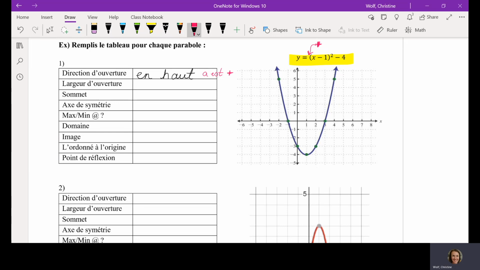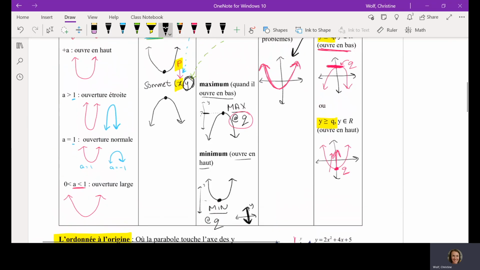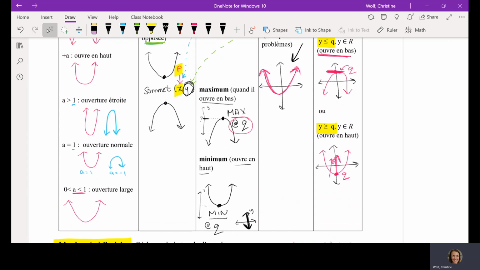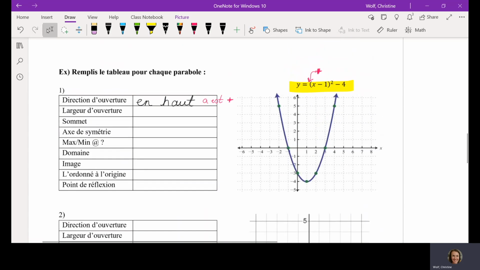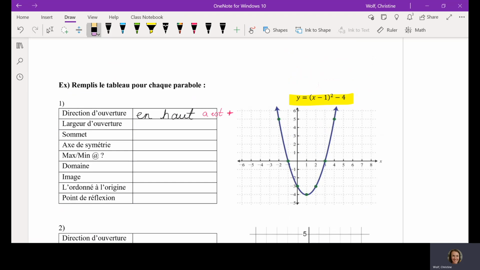Okay? Largeur d'ouverture. So pour largeur, if we go up here, if A is equal to 1, c'est normal. And that's, it is, right? Le nombre ici, en avant la parenthèse, s'il n'y a rien là, c'est vraiment 1, right? Ou positive 1. So on sait que ça va être une ouverture normale. Not too skinny, not too fat. OK? All right.